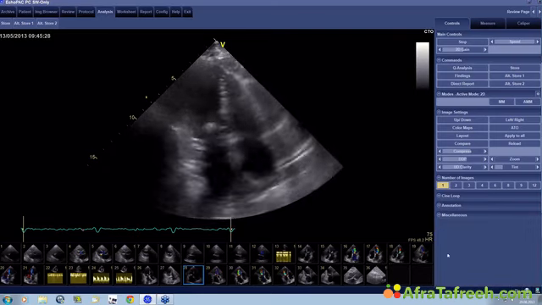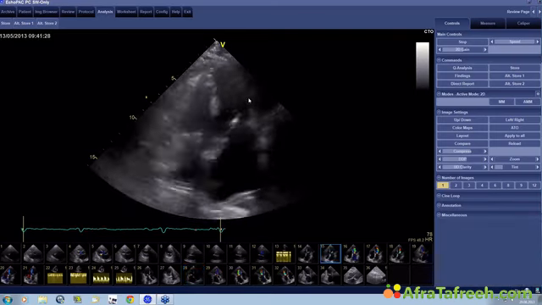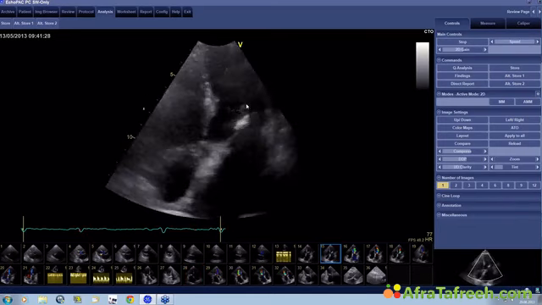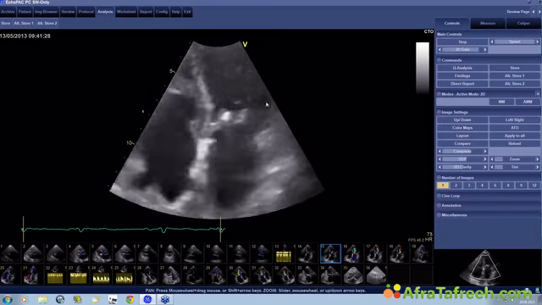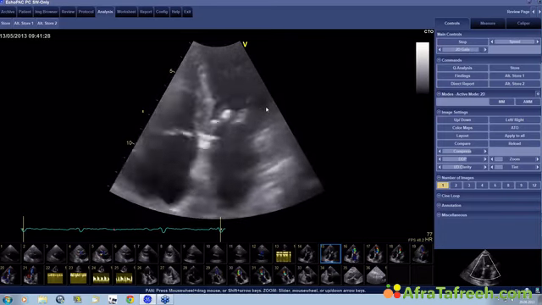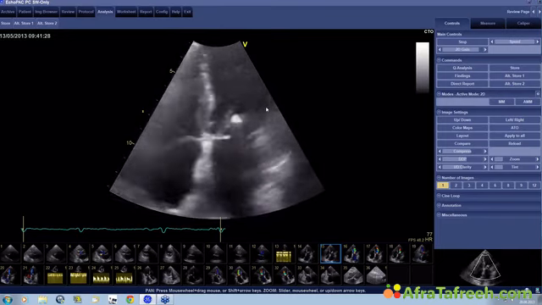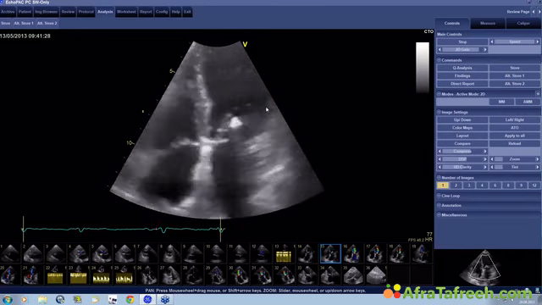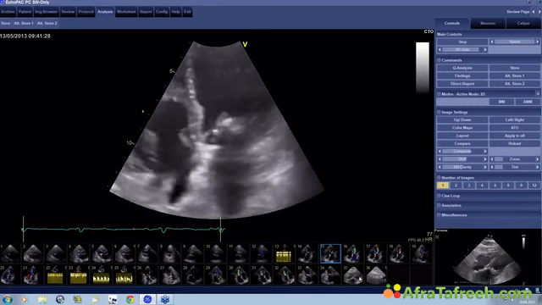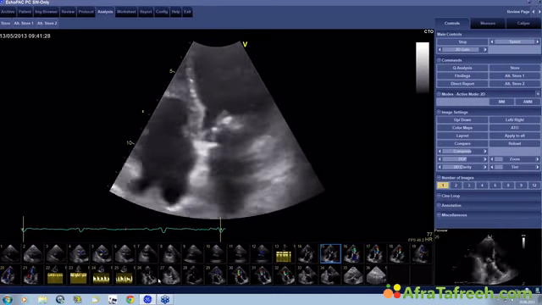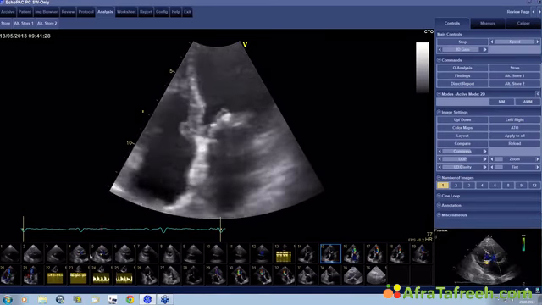And in any case, there is thickening of the chordal structures here as well. I'll just increase the gain here. Hope you can see this. And this would, in my point of view, also mean at least 2 or 3. So we have 3 plus 2 is 5, plus another 2 is 7. And the last thing we have to look at is the mobility of the valve. And the mobility is rather okay.